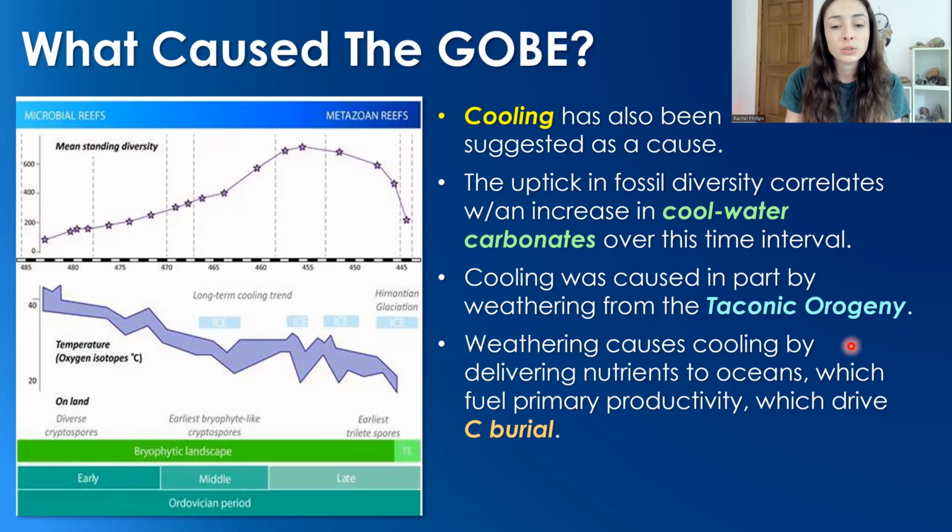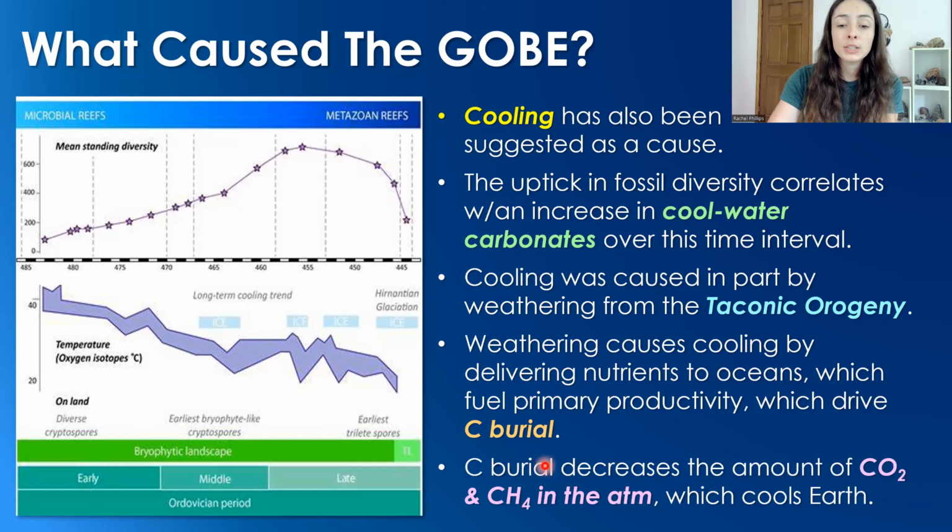The reason weathering causes cooling is because it delivers nutrients to the ocean, which fuel primary productivity, like I just mentioned, and this drives carbon burial. Basically, primary productivity or algal blooms take up carbon dioxide from the atmosphere, and when their biomass, their organic matter, gets buried, if it doesn't get decomposed and oxidized, it leads to a decreased amount of atmospheric CO2 and methane because they're taking it up and then getting buried, and that stores the carbon long term in the rocks, and that leads to a global cooling trend.